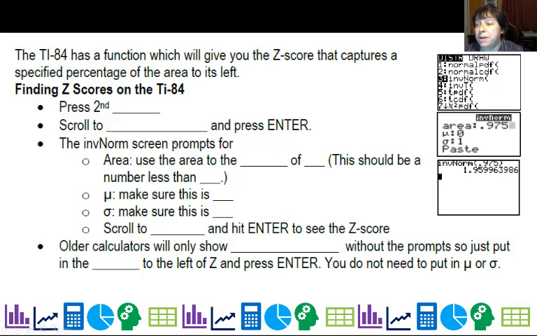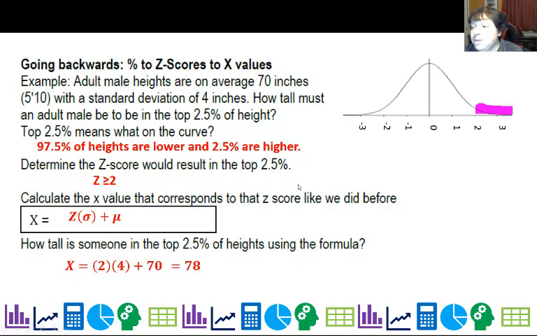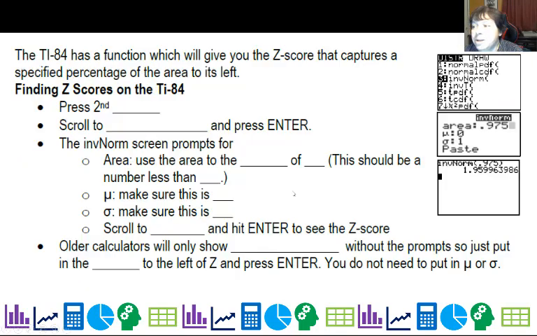Now, most times we're not going to have nice, easy numbers that we can use the empirical rule for. If I was to ask you about the top 3%, I don't have the z-score for that. So how do we find z-scores for percentages that we're not familiar with?